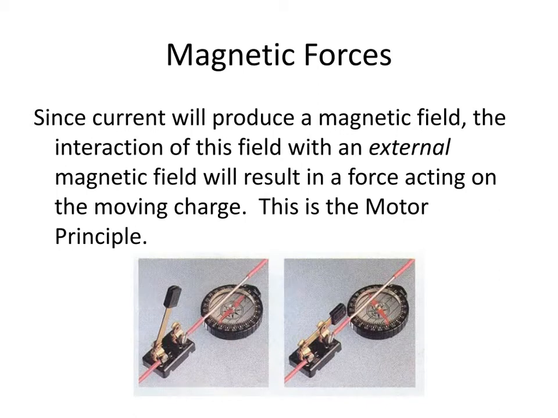And since current produces a magnetic field, that means that if we have another magnetic field interacting with it, there will be a force. And this is called the motor principle. So this arises because we have more than one magnetic field and they're interacting with each other, pushing or pulling on each other.